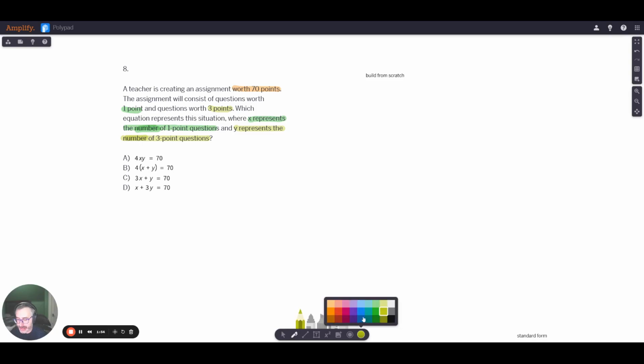Well, I know that this test is going to have a total value of 70 points. When I'm adding up things with different values, a 1-point question and a 3-point question, I'm just going to be using addition to find the total, and we know that the total is 70. But then how do we figure out exactly what we're adding? So we've got some information related to the 1-point questions, and we've got some information related to the 3-point questions. Let's see how we can break that down.